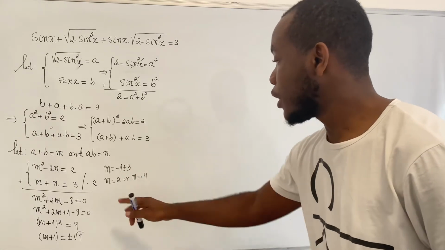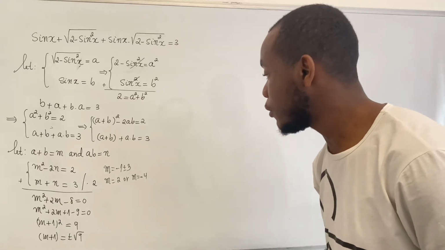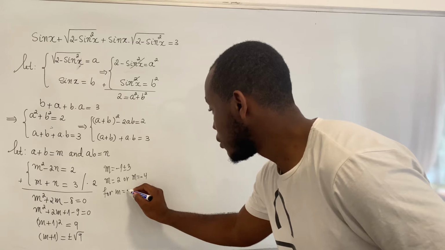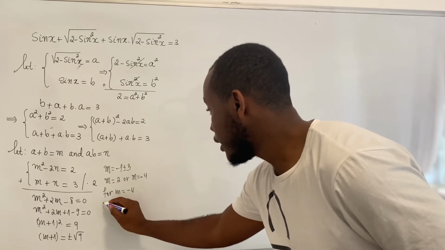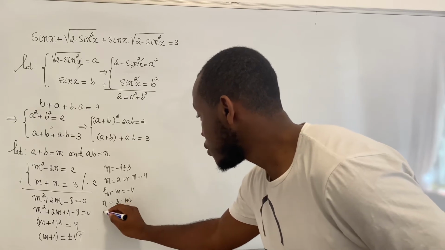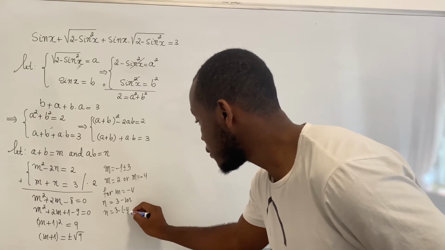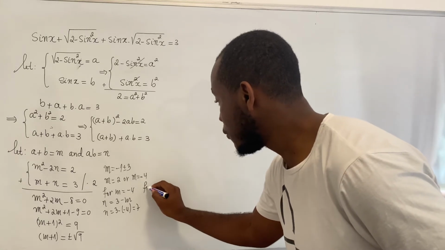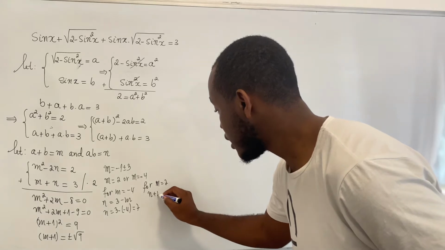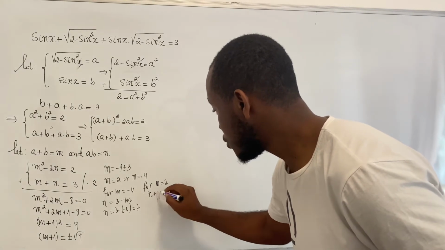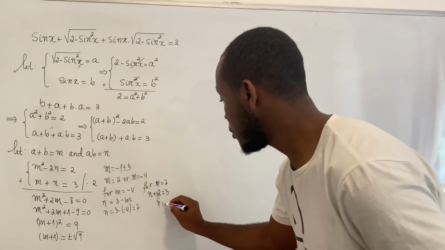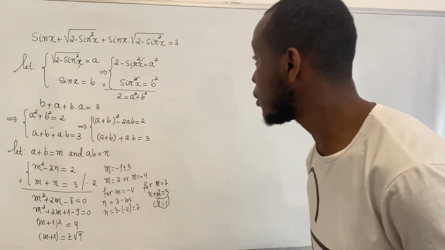Okay, so we have two values for m. We can now find the value of n. So for m equal to minus 4, n is going to be 3 minus m, so n is going to be 3 minus minus 4, which is 7. But for m equal to 2, n plus m, which is 2, is equal to 3. Okay, so n is going to be equal to 1. Okay, we have those two approaches.